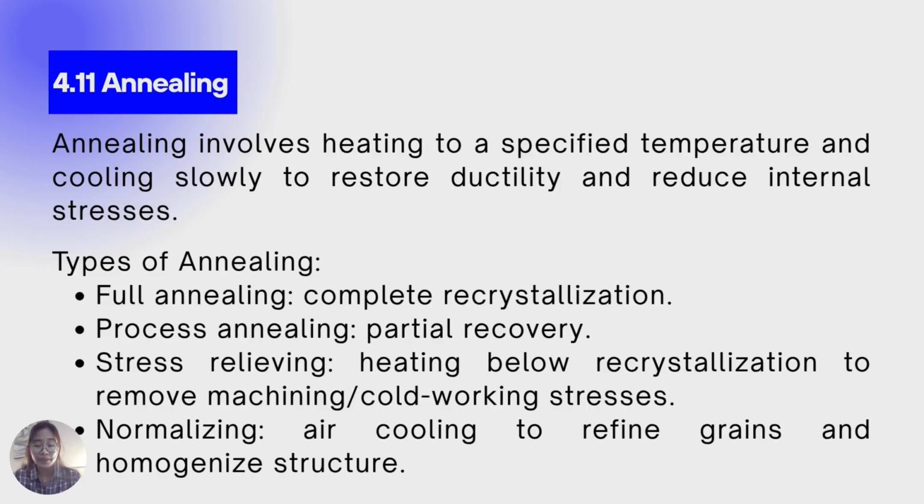Stress relieving. This process involves heating the metal below the recrystallization temperature, just enough to relieve internal stresses. It's mainly used to remove stresses caused by machining, welding, or cold working, preventing distortion or cracking. Next, normalizing. In this process, the material is heated above its critical temperature and then air-cooled. It refines the grain size and helps homogenize the structure. Normalized steels become tougher and stronger than fully annealed ones.